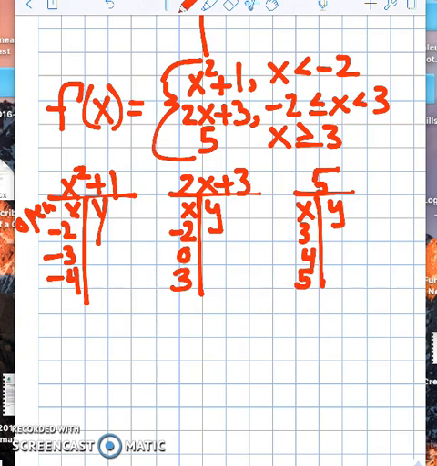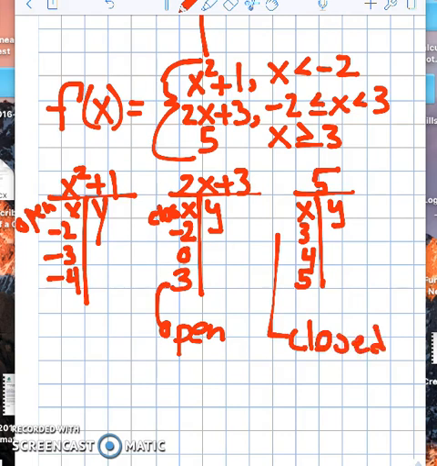And then these boundary points again, so this one would be closed because it's less than or equal to. This one's going to be open, and then that one's going to be closed.